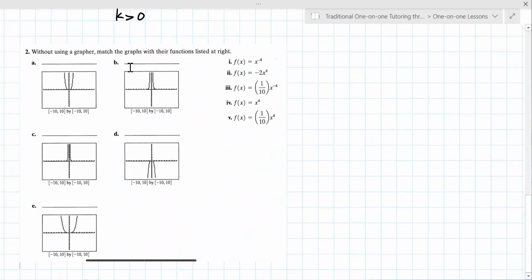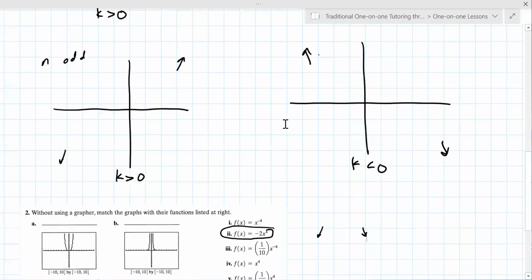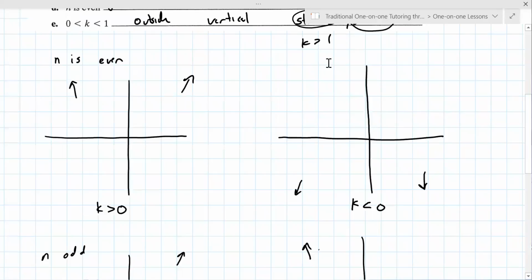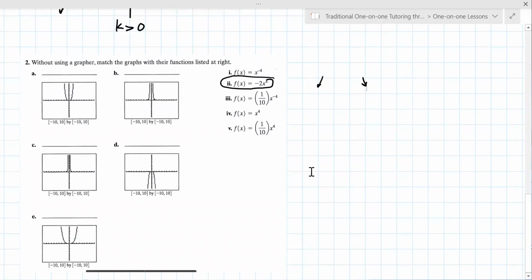Without using a grapher, match the graphs to the function listed at the right. Okay, so go with ones you know. Like negative 2x to the 4th, that's going to start low and end low. That's like this one on the right here that we looked at earlier. So that is probably D. And then just plain old x to the 4th, that's going to start high and end high. So that's probably that one.